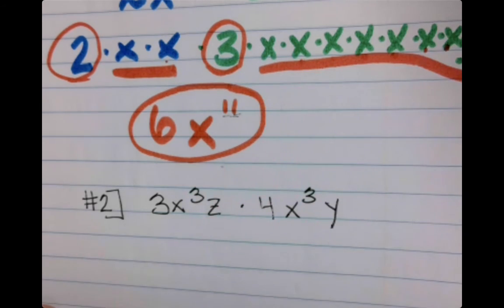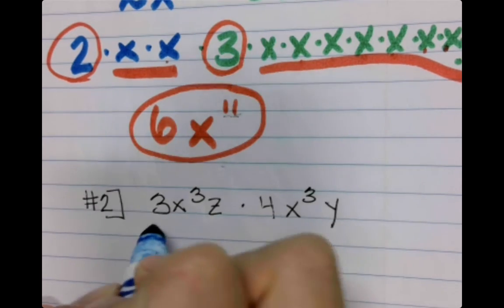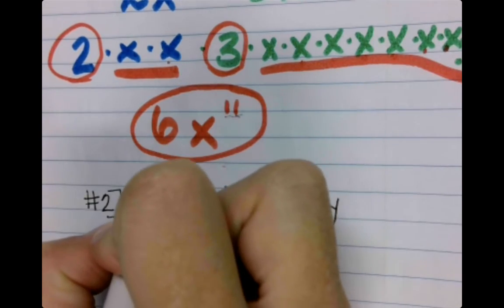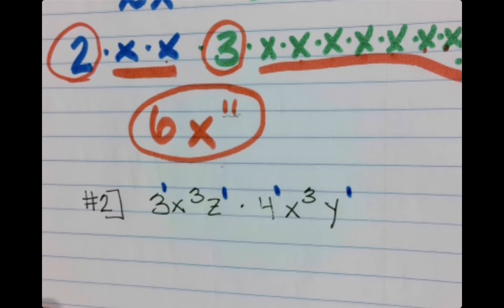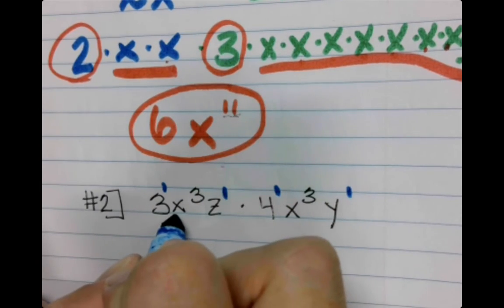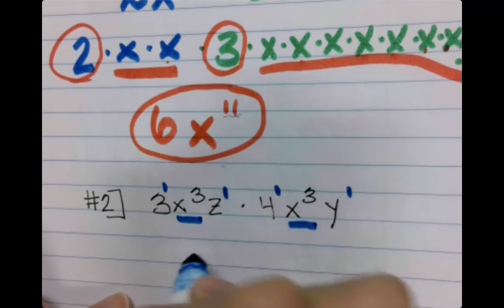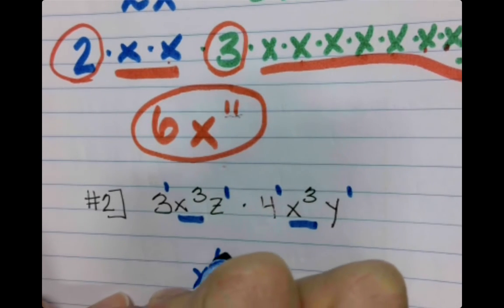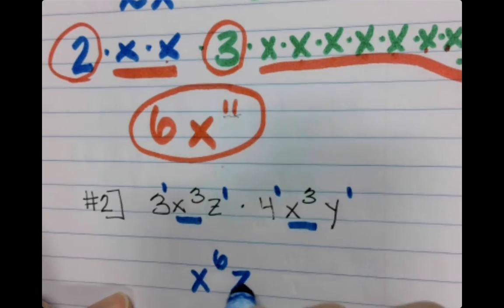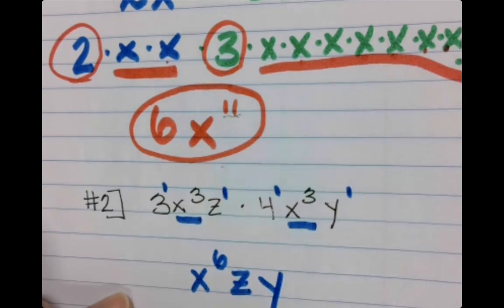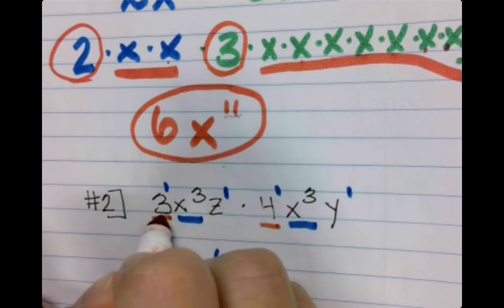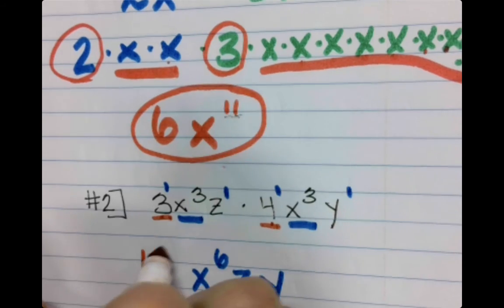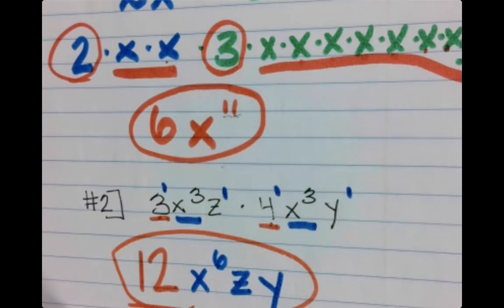Welcome back. If you remember, this would have an exponent of 1, this would have an exponent of 1, this would have an exponent of 1, and this would have an exponent of 1. So this is 3 x's plus another 3 x's. That would be 6 x's. There is still 1 z. There is still 1 y. And then if we multiply our whole numbers, 3 times 4 is 12.